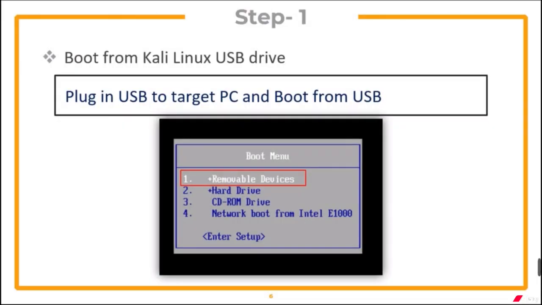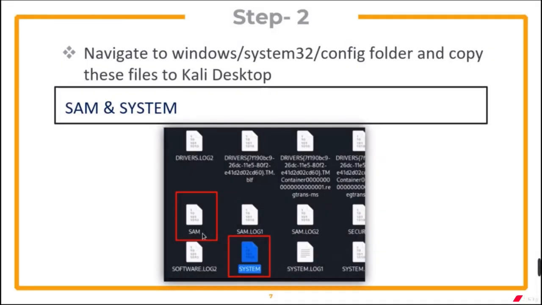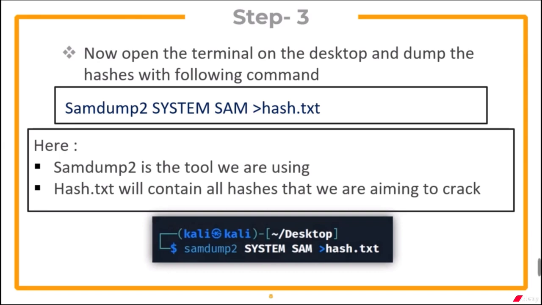To boot from Kali Linux USB drive, plug in USB to target PC and boot from it. Now navigate to Windows System32 config folder and copy SAM and system files to the desktop. Now open the terminal on the desktop and dump hashes with the given command. Here samdump2 is the tool we are using. Hash.txt will contain all hashes that we are aiming to crack.